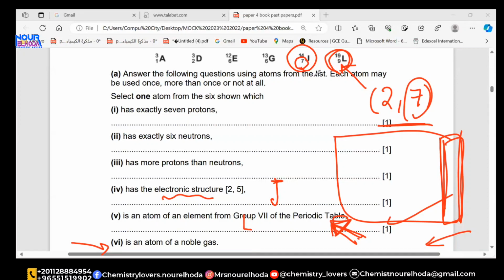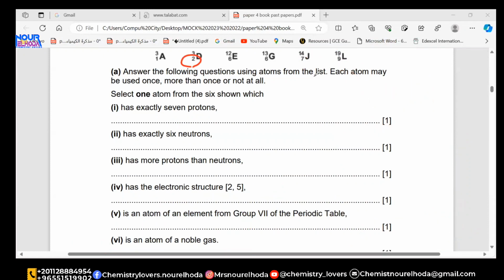If I check the numbers for the last one, how many electrons does D have? D has 2 electrons. Since it has 2 electrons, it's already stable, exactly. Noble gases in general must have a full outer shell.